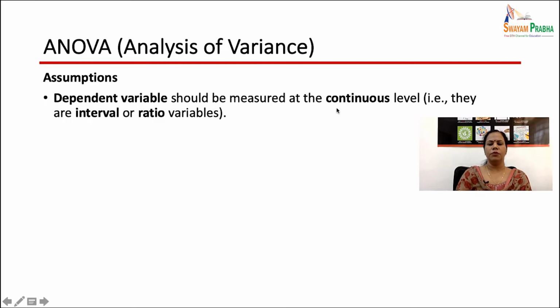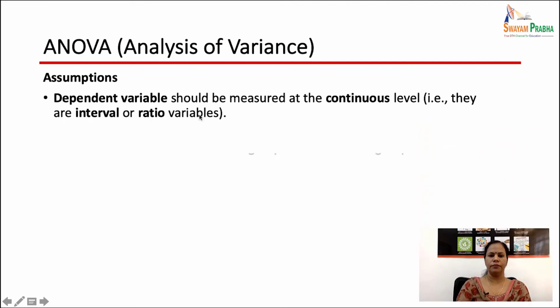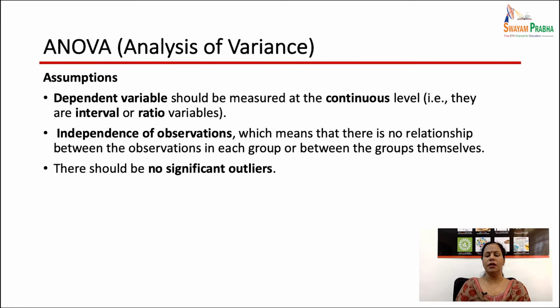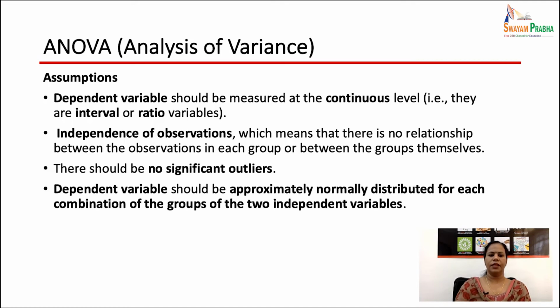The dependent variable should be measured at the continuous level. Here also, the dependent variable which you are assessing should be a quantitative variable, in interval or ratio scale. And independence of observation, which means that there is no relationship between observations in each group or between the groups. Whatever observations you will be comparing should be totally independent of each other. And there should be no significant outliers. Extreme values should not be there, because they can decrease the validity of your results. The dependent variable should be approximately normally distributed for each combination of the groups of the two independent variables. So these should be normally distributed.